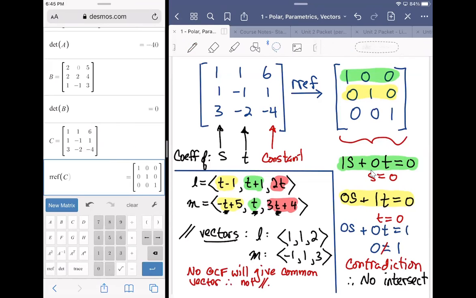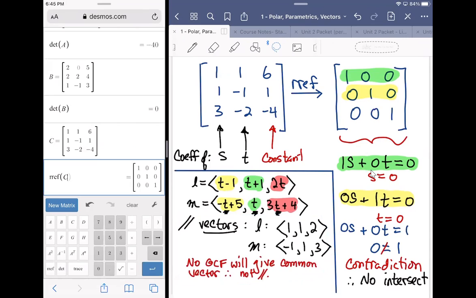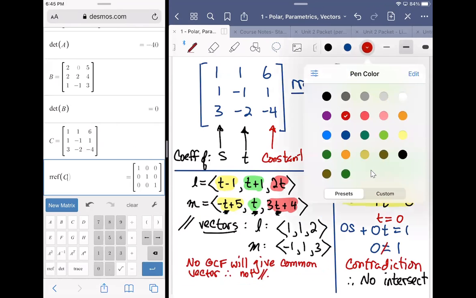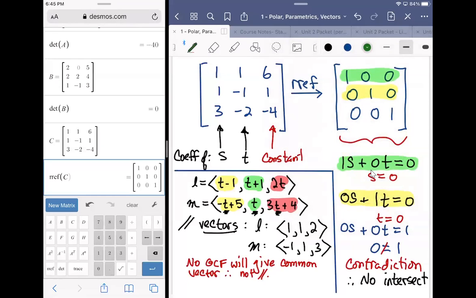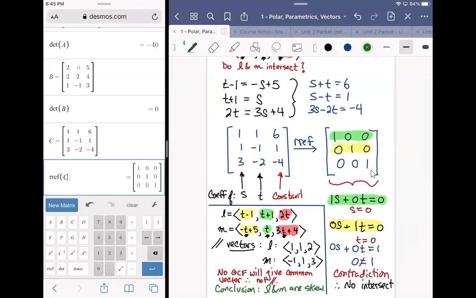And so our final conclusion for this problem, which is the worst case scenario when you think about it, because all this work had to happen, although a lot of it happened behind the scenes. I mean, it could have been worse. The calculator did at least the algebra part for you. So the conclusion, and I'll do that in green for those keeping score at home: L and M are skew. All right, so they're skew lines.